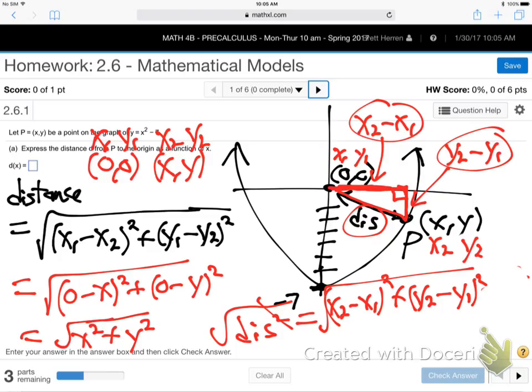So far, so good. Those negatives vanish because a negative squared is, right? 0 minus x is just negative x. Squared is just x squared, right? We good to there? And what does that equal? Square root of x squared plus y squared equals? Just x plus y. Just root the x, root the y.